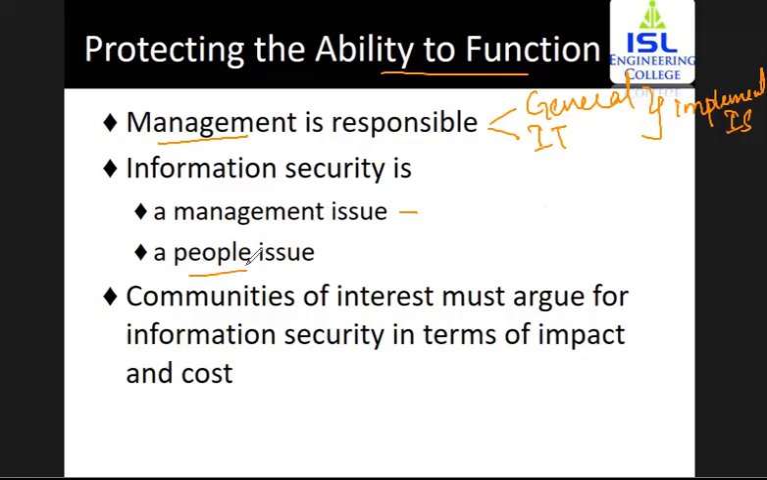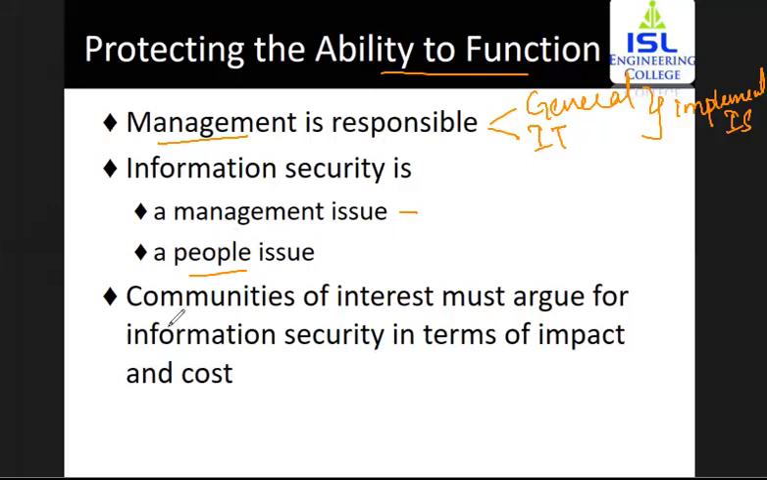And it is also called a people's issue. It is called a people's issue because you're securing the entire business, the entire data that this organization has, and that involves all the people working within the organization. So it becomes a people's issue.